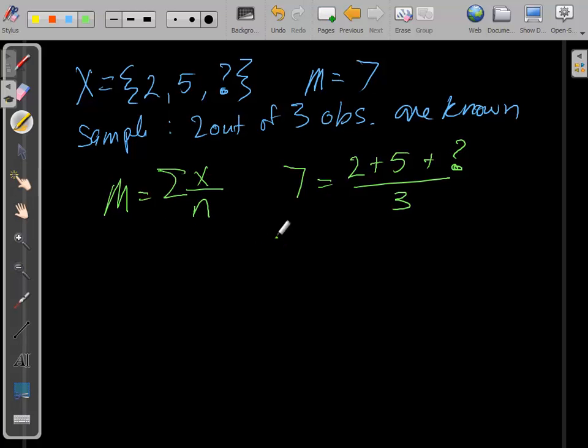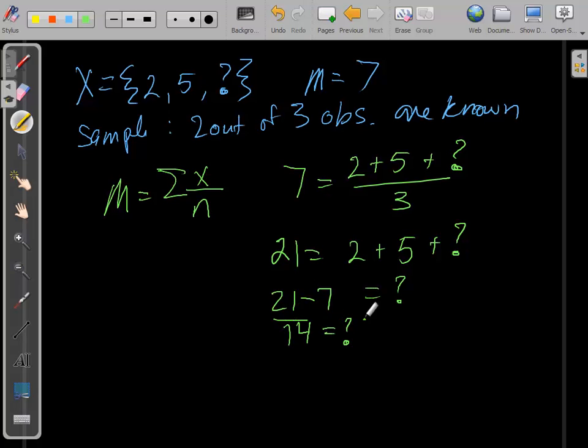So we have 21, if I multiply both sides by 3, I have 21 is equal to 2 plus 5 plus the unknown value. This sum is 7, and so we have 21 minus 7 is that unknown. So 14 is that unknown. So we could figure out everything about the sample set by knowing 2 out of 3. So in other words, knowing 1 less than the full amount. So we had n minus 1 known observations. Okay, so that's where the n minus 1 comes from.